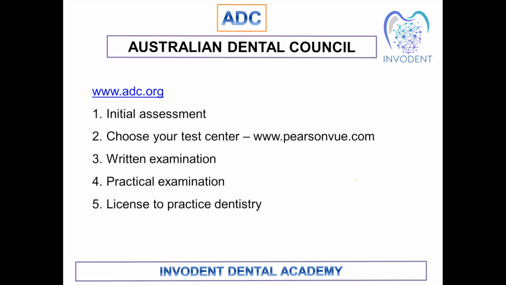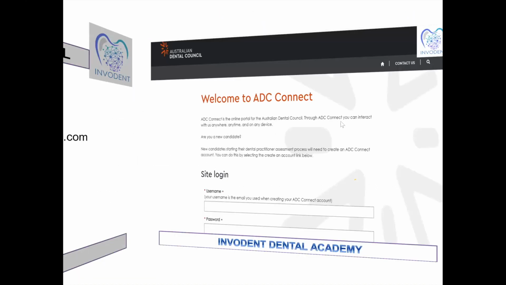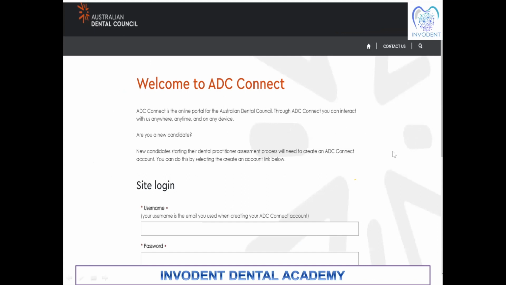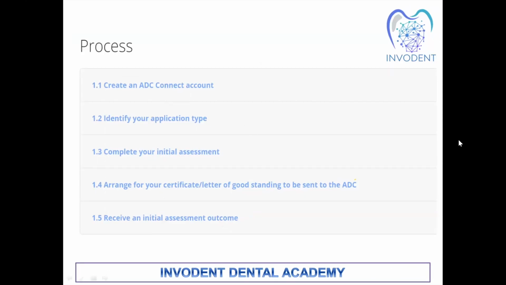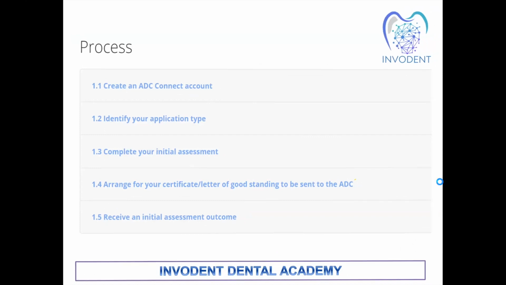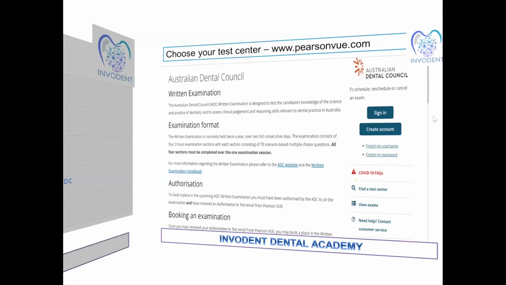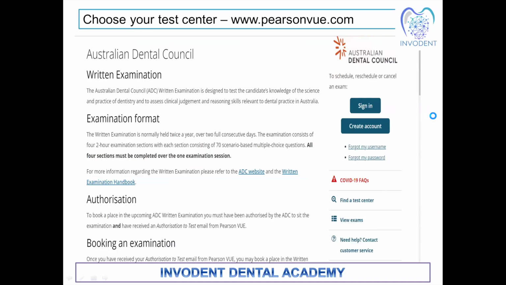So this is ADC Connect, where you have to give your profile, fill in your details, and apply for your exam. There will be your certificate verification. If you can get the certificate verification done, you are ready to apply for the written exam. In the written exam, you will have all clinical based questions, clinical case scenarios.